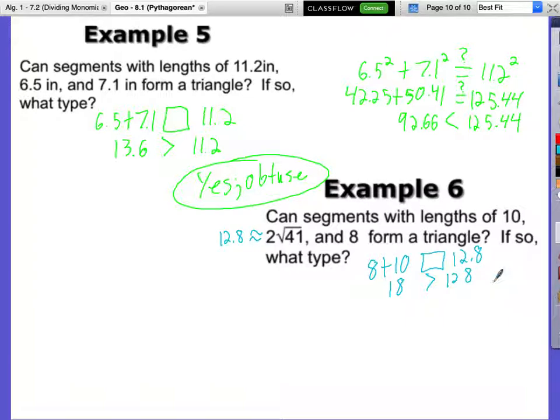So how are we going to set this up to figure out what type of triangle it is? Converse of the Pythagorean Theorem. So would you do 10 squared plus 8 squared equals 12.8 squared? Here, we want it to be exact, not just kind of comparing to see if it's close. We're going to put the actual 2 times the square root of 41 in here and square that. Make sure you put that in parentheses to square it. Solve from there and tell me what kind of triangle this is. We know it's a triangle, because the two small sides add up to more than the third side.